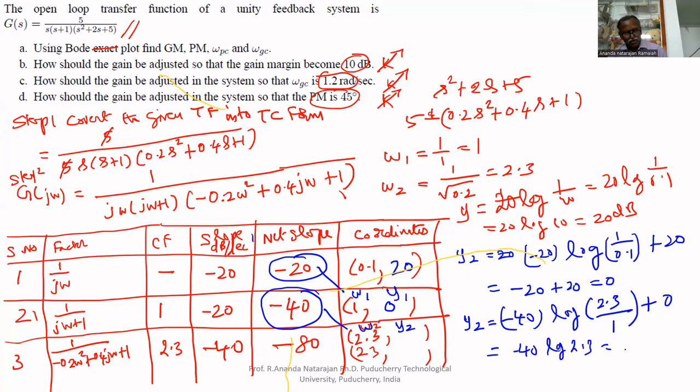That is equal to minus 40 log 2.3 equal to minus 14.5. Therefore, the coordinate here is minus 14.5. So after 10 decades, the slope decreases at the rate of minus 80 dB.